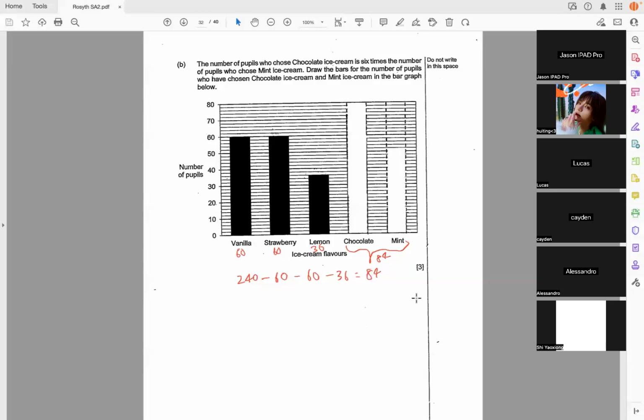For chocolate and mint. Now we know that chocolate is 6 times of mint, meaning 6 units chocolate plus 1 unit mint, 7 units. All these must be equal to 84, the total. So 1 unit is equal to 84 divided by 7. That's equal to 12. And that will be mint. 12. So this is 10, and 12 is here, one line above 10. Okay, use your ruler to help you. Okay, that will be mint.